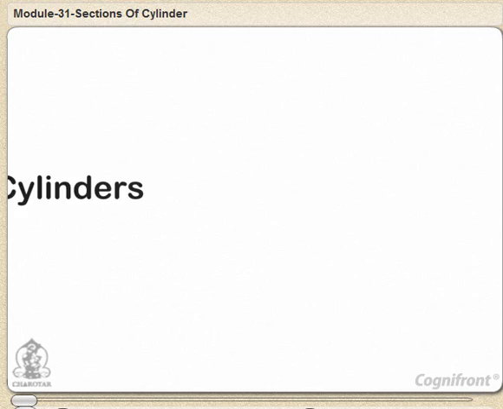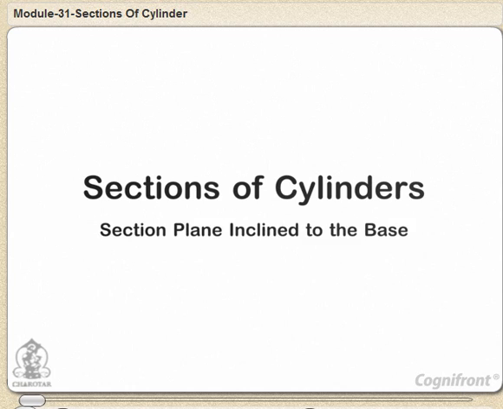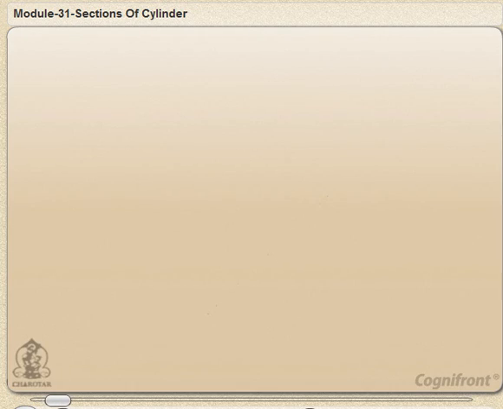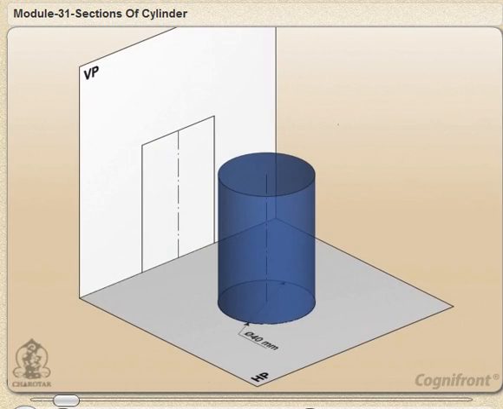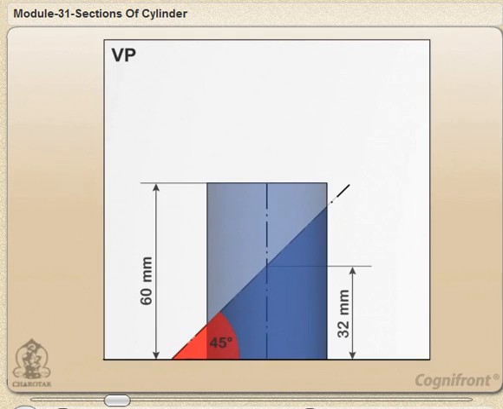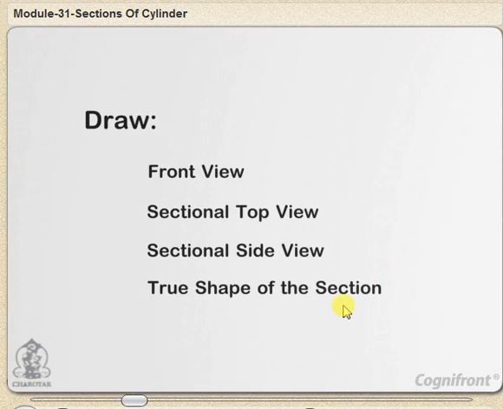Sections of cylinders. Section plane inclined to the base. Problem 14.17. A cylinder of 40 mm diameter, 60 mm height and having its axis vertical is cut by a section plane perpendicular to the VP, inclined at 45 degrees to the HP and intersecting the axis 32 mm above the base. Draw its front view, sectional top view, sectional side view and true shape of the section.